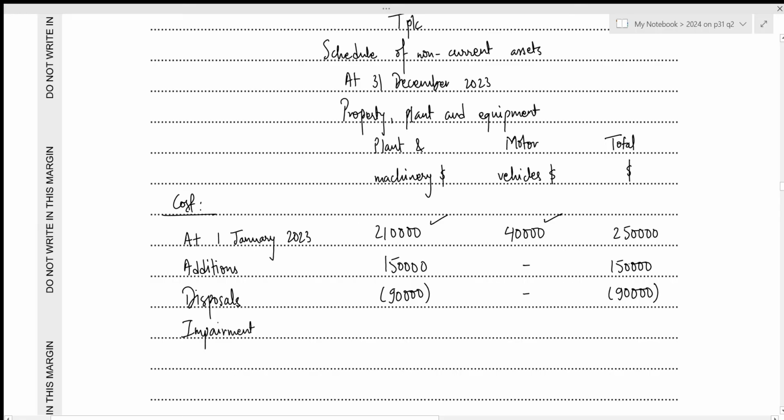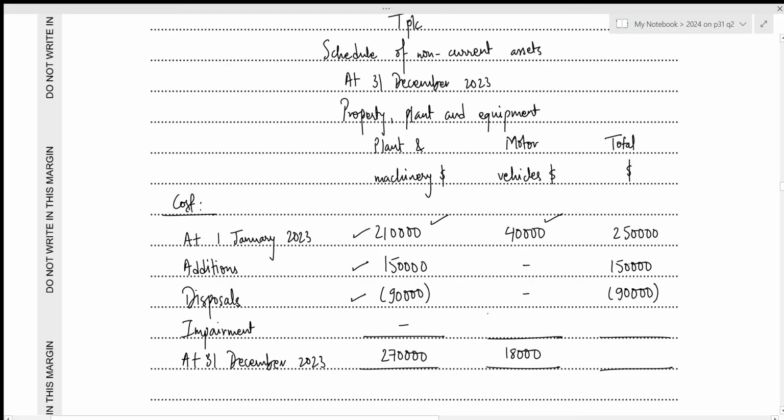Okay, this is at 31st December 2023. Now the closing value for motor vehicle should be equal to the recoverable amount after the impairment, which is 18,000. Okay, there is no impact of impairment on plant and machinery, so let's calculate the cost at 31st December 2023. That will be 210,000 plus 150,000 minus 90,000, which results in 270,000.